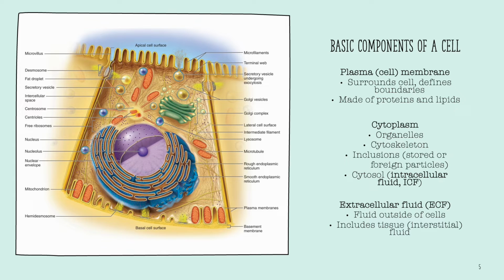Now, outside of the cell, fluids that are outside of the cell itself is called extracellular fluid, ECF. Extracellular fluid includes interstitial fluid. Now, interstitial fluid is the fluid that is found outside of the cell where the cells are, and they're mainly near blood vessels. It's fluid where the cells move around in.